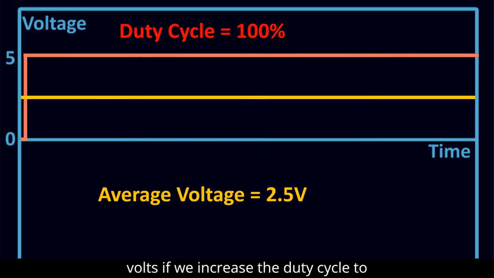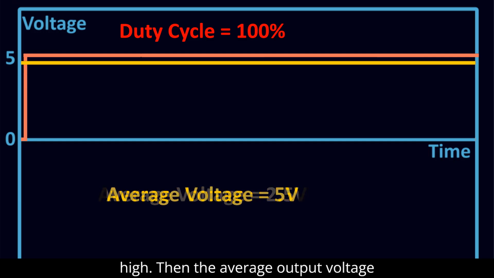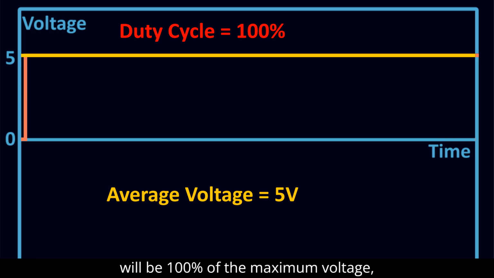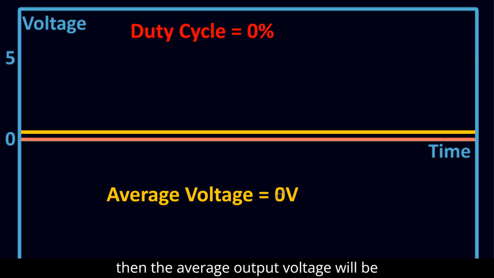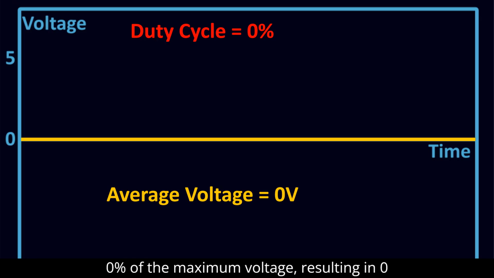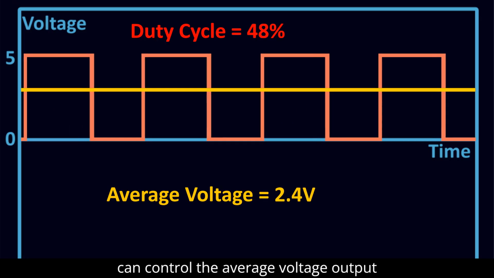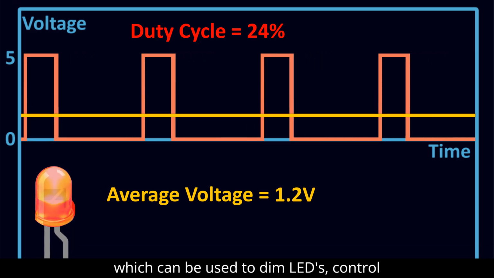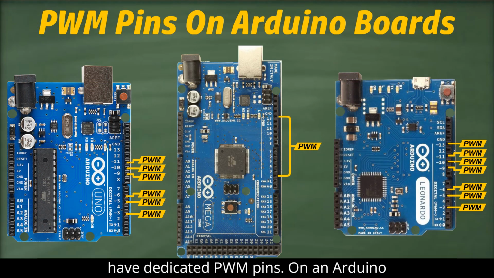If we increase the duty cycle to 100%, meaning the signal is always on or high, then the average output voltage will be 100% of the maximum voltage, resulting in 5 volts. Conversely, if we decrease the duty cycle to 0%, meaning the signal is always off or low, then the average output voltage will be 0% of the maximum voltage, resulting in 0 volts. By adjusting the duty cycle, you can control the average voltage output, which can be used to dim LEDs, control motor speed, and more. Most Arduino boards have dedicated PWM pins.